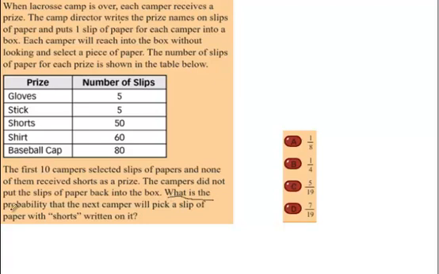Okay, well, there's our question. And man, this is a long, tricky question. So I'm going to go back and reread and make sure I understand what is going on here. So there's this prize thing happening. They write the prize names on slips of paper and put one slip of paper for each camper into a box. Okay, so it looks like they had 5 slips with gloves on it, 5 slips with sticks on it, 50 shorts, 60 shirts, and 80 baseball caps. And they threw all of that into a box.